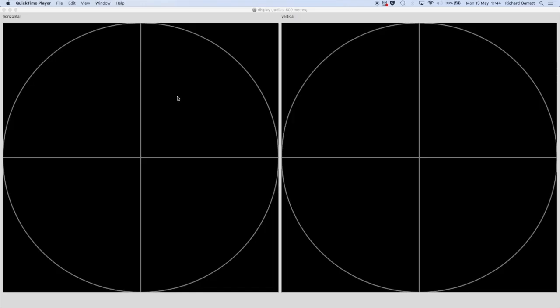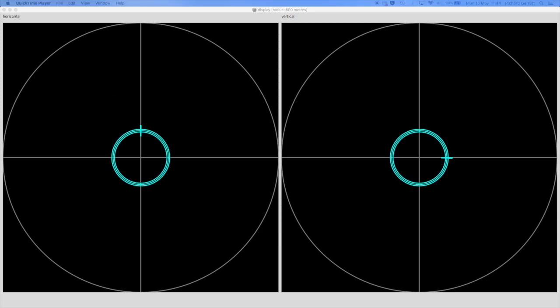Okay, so let's take a look at the SuperCollider display. The left-hand panel represents a horizontal view of our imagined soundscape, with the listener at the centre of the crosshairs. The right-hand panel is the same, but in the vertical. And here's a bubble. It's a spherical locus, 100 metres in diameter, around the central listening position. And it has a pointer showing its orientation.